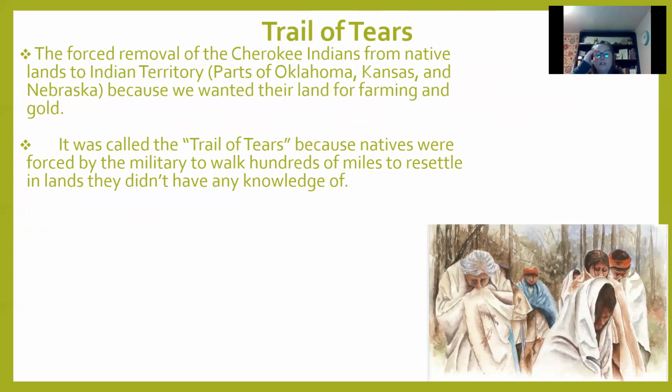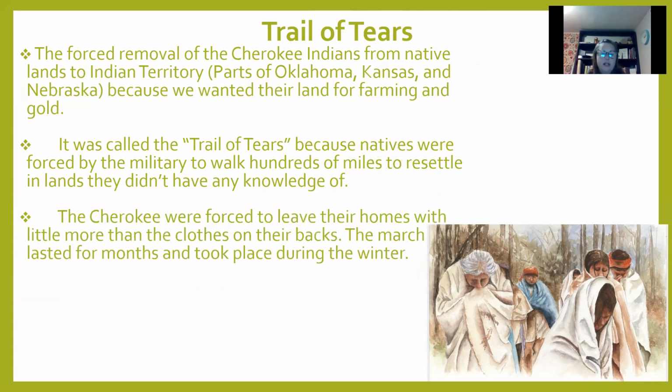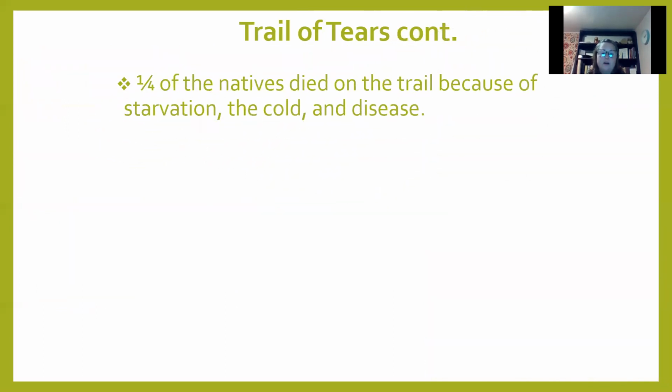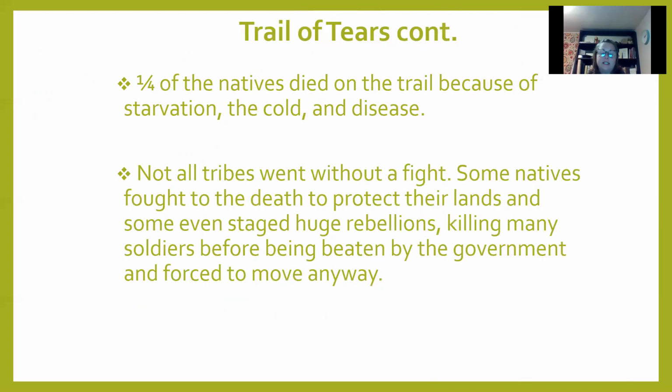It was called the Trail of Tears because natives were forced by the military to walk hundreds of miles to resettle lands they didn't have any knowledge of. The Cherokee were forced to leave their homes with little more than the clothes on their backs. The march lasted for months and took place during the winter. A quarter of the natives died on the trail because of starvation, the cold, and disease.